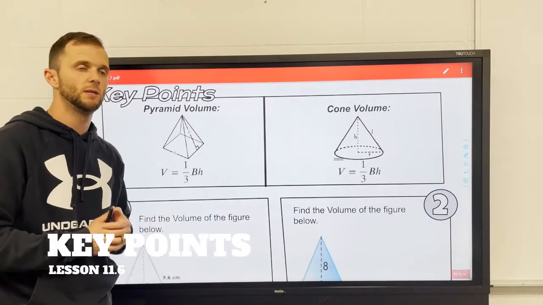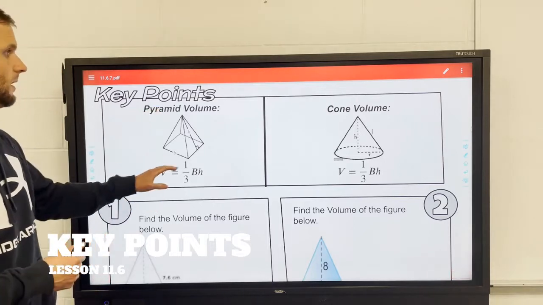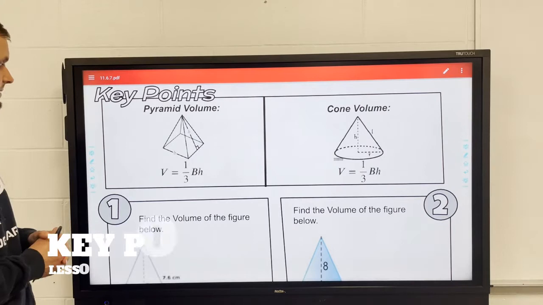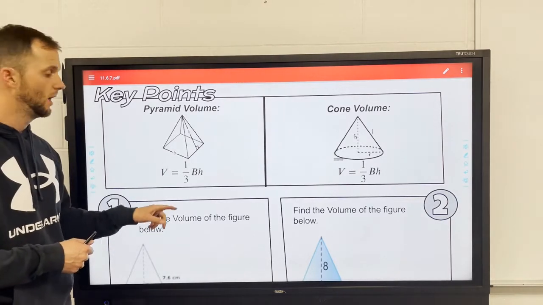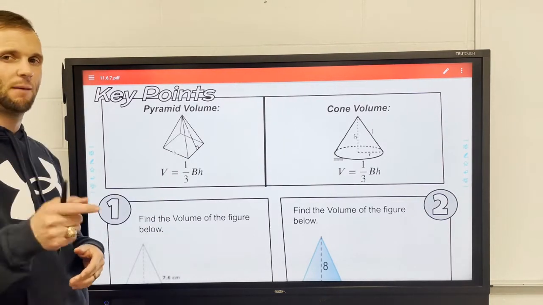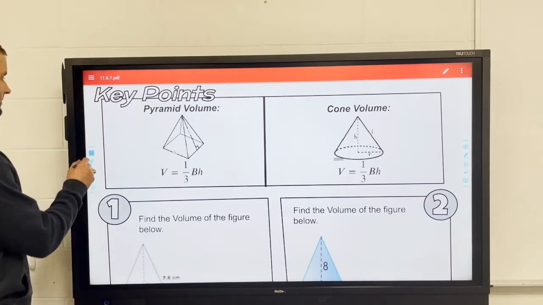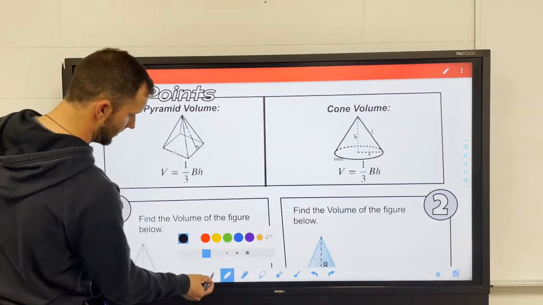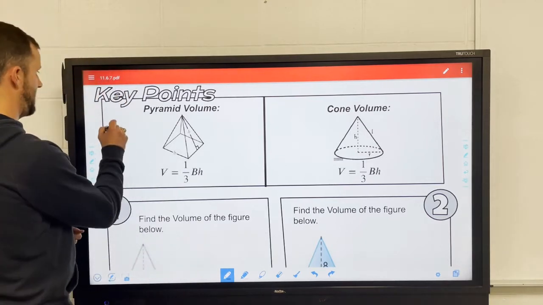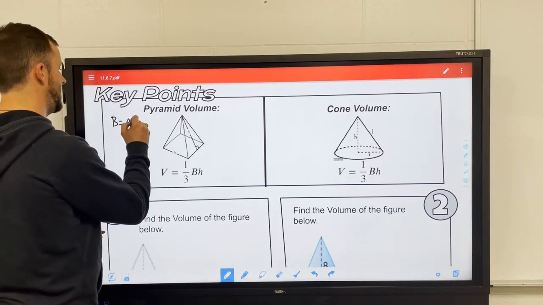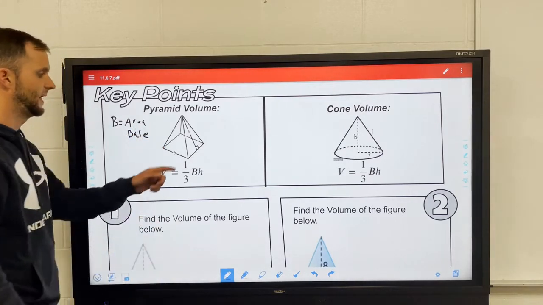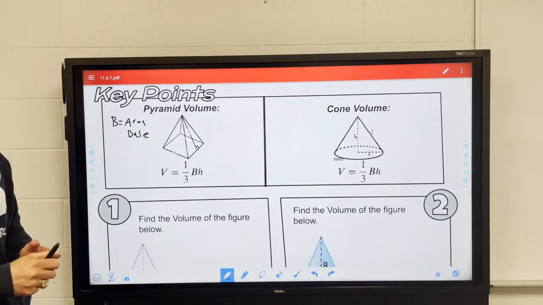On our key points here, we're looking at a pyramid and we're looking at a cone, and their formulas are very similar because I'm doing 1/3 of the capital B. Remember, capital B is going to be the area of the base. I'm actually going to write this down so some of you will put it down and remember it. So your capital B stands for the area of the base, okay? And then H is standing for the actual height of your pyramid.